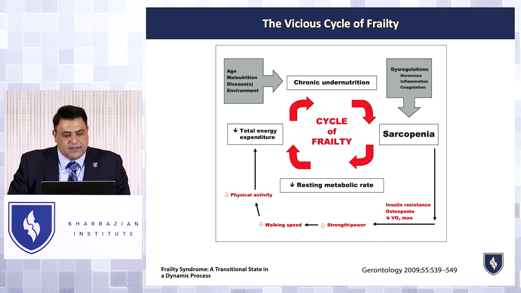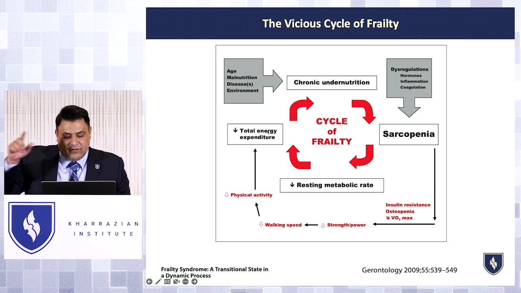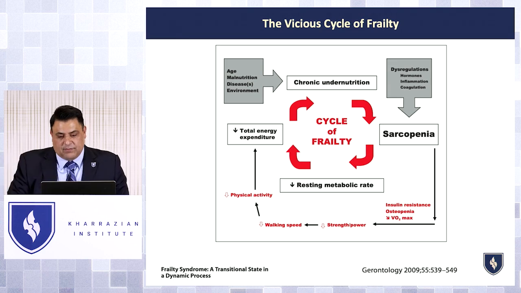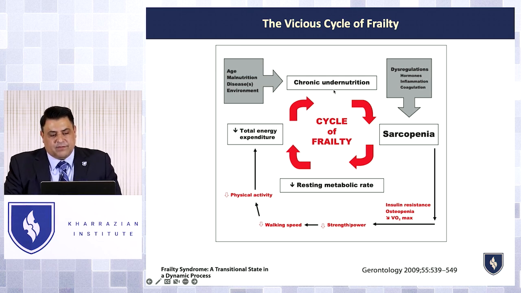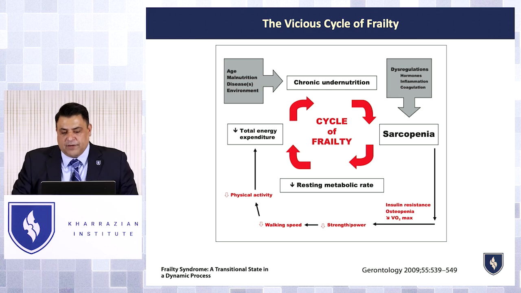So here you can see a vicious cycle of frailty. So we have malnutrition, disease, environmental issues, chronic undernutrition. This leads to sarcopenia. Sarcopenia is going to impact the ability for them to have strength and power, which is going to impact their walking speed, their physical activity. Their total energy expenditure goes down. And now they're not building mitochondria. Now they're not turning on their longevity genes. Now all these pathways become dysfunctional, and they get stuck in this vicious cycle, right? And here it says undernutrition. So that's a major issue, especially with elderly, especially if they don't get enough protein or just get enough caloric intake. Okay.